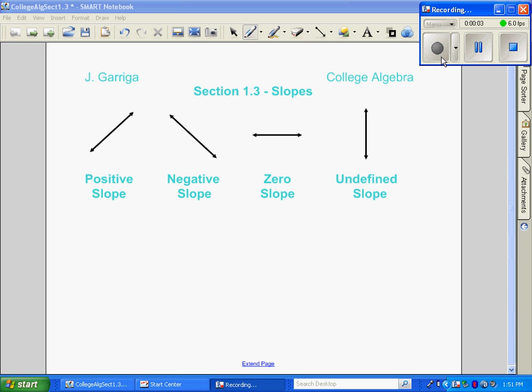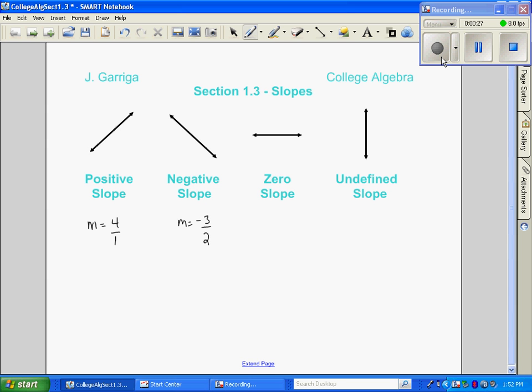Section 1.3, slopes. The first thing we're going to do is identify four types of slopes. A positive slope, an example of that would be m equals 4, which is also the same thing as 4 over 1, since there's a known 1 there. An example of a negative slope to match that graph would be m equals negative 3 halves.